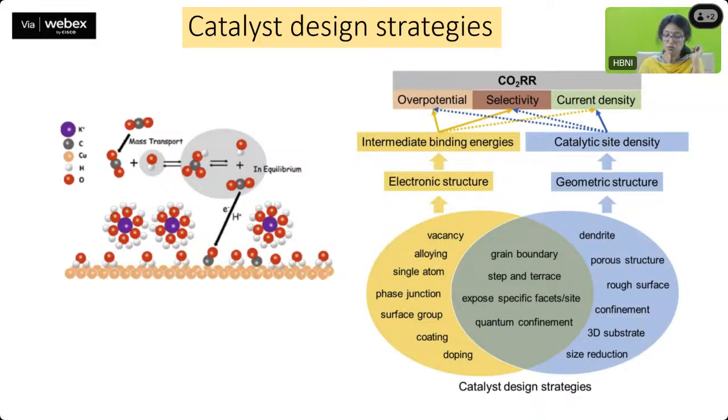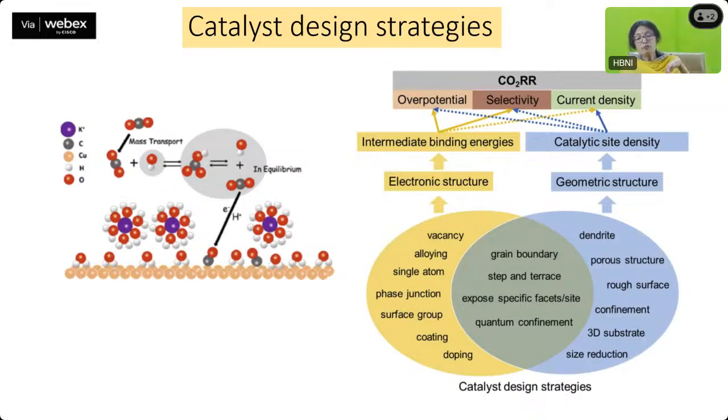So how is it going to work? For overpotential and selectivity, what you need is intermediate binding energy. This binding energy is basically a factor of your electronic structure. And how can you modify the electronic structure? In the material, you can generate vacancies, do alloying, use a single atom, use a phase junction, use different surface groups, or do coating and doping. All of this is going to change your electronic structure.